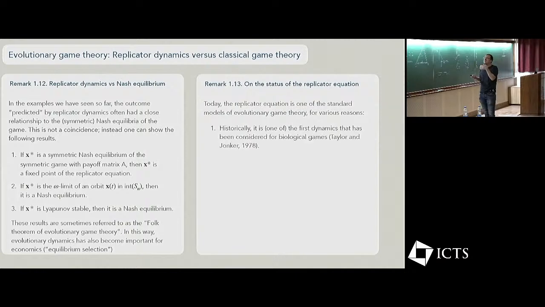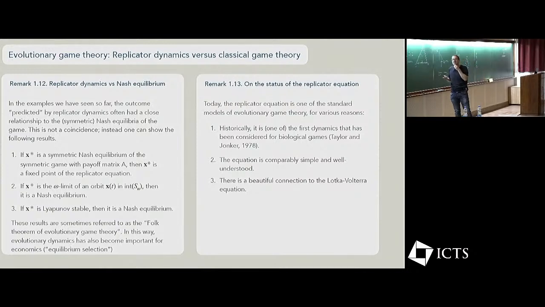And what is the reason for that? Historically, it's just one of the first examples, especially in the more biological world, of a dynamics that looks at evolutionary game theory. The second reason is that it's a fairly simple equation and it's well understood. People understand what's going on with replicator dynamics. The third very nice thing is that there are beautiful connections between the replicator equation, which is one of the main equations in evolutionary game theory, and the Lotka-Volterra equations, which are one of the main equations in population ecology. In fact, in a very well-defined sense, they are equivalent. One can make an argument that they are exactly the same thing.